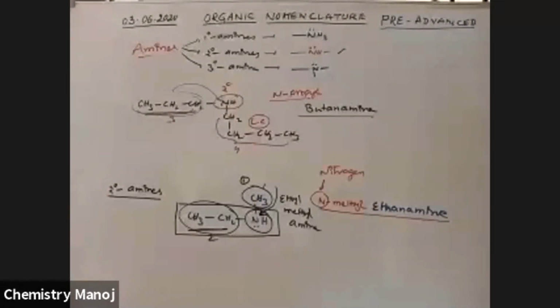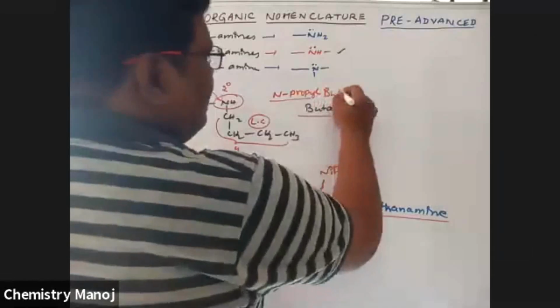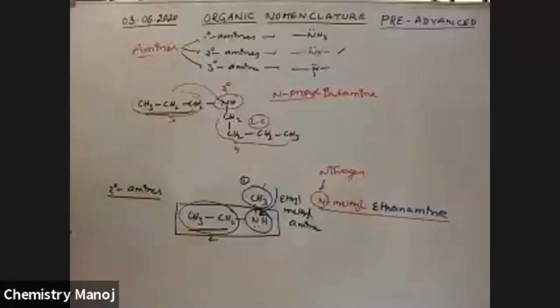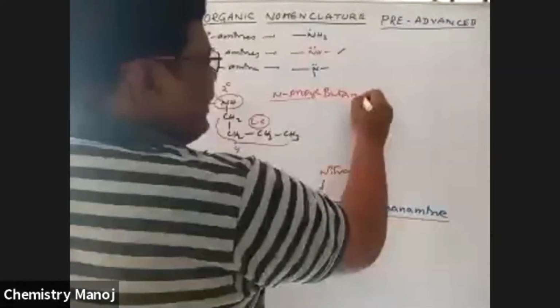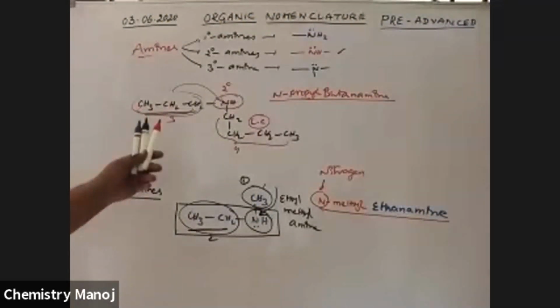So it is very, very important. Please check yourself. N-propyl butanamine is the IUPAC name. There is a space between the substituent and the parent name, but no space within butanamine. Amine is a continuation word. So this is the way to write secondary amines.